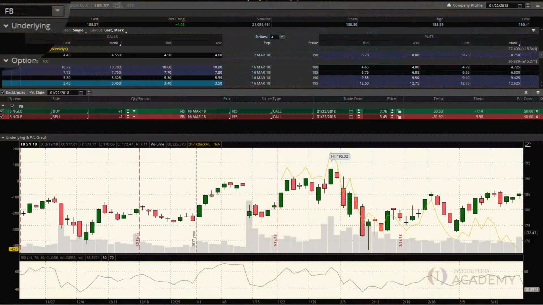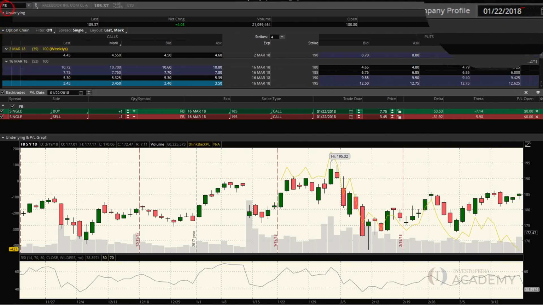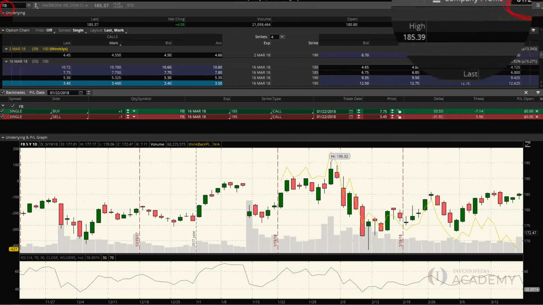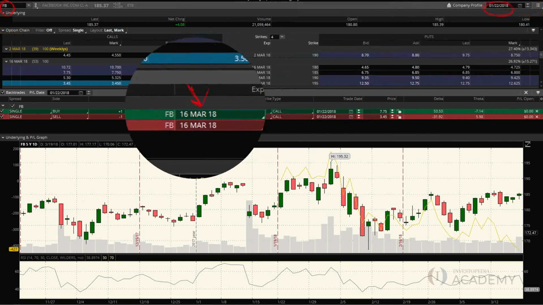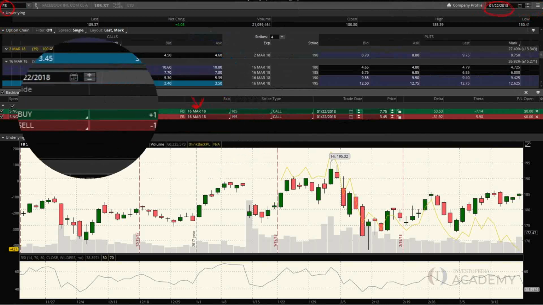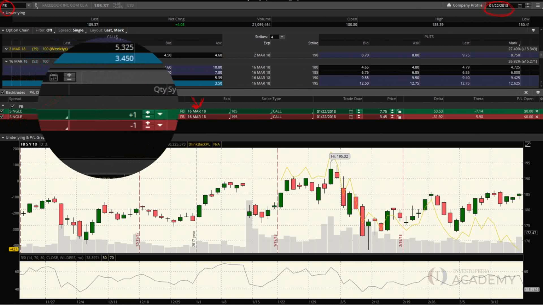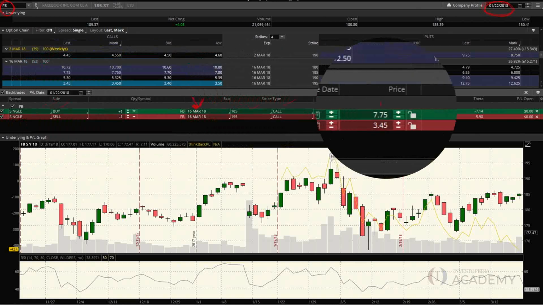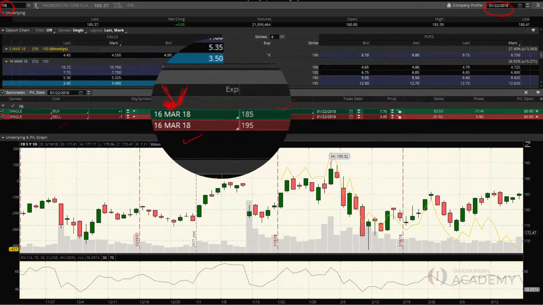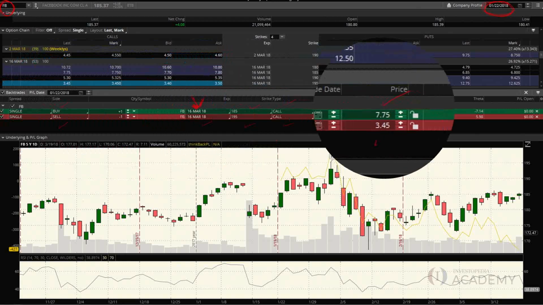Our example trade is going to be looking at Facebook, which there's the ticker in the upper left. This is going to be a trade date of January 22nd, 2018. And I'm bullish on the stock, so I'm interested in the March call spread. And this is going to be the 185, 195 call. So how do I put this trade together? Well, I'm going to buy one of the March 185 calls, and I'm going to pay $7.75. Simultaneously, I'm going to sell one of the March 195 calls for $3.45.